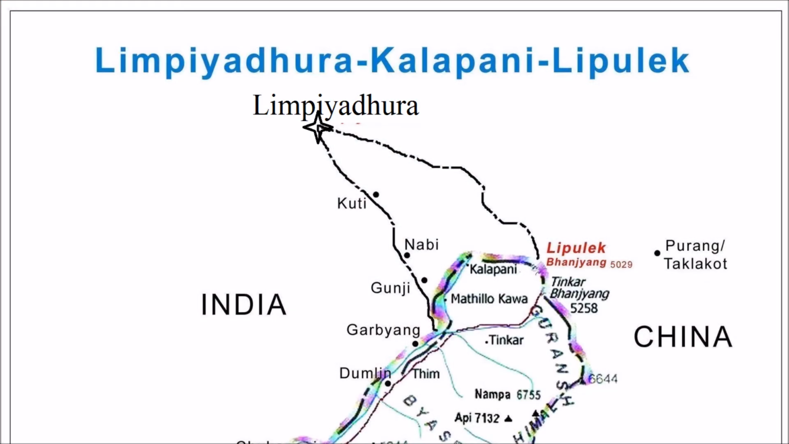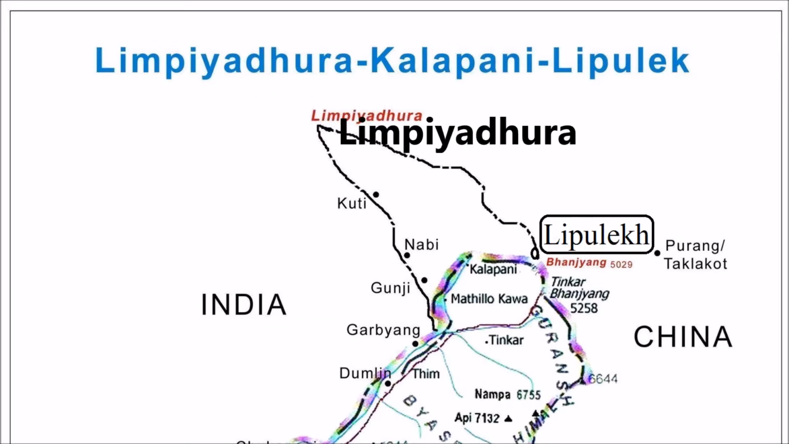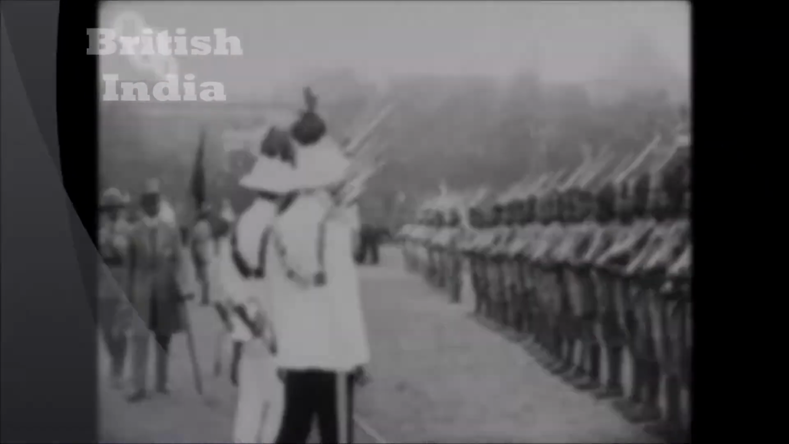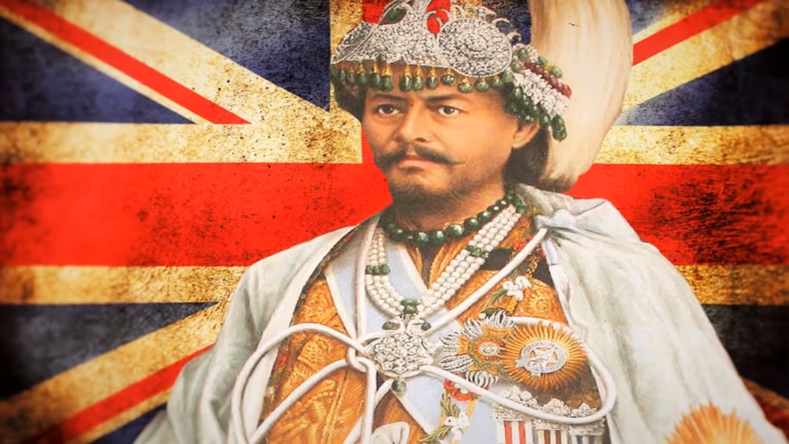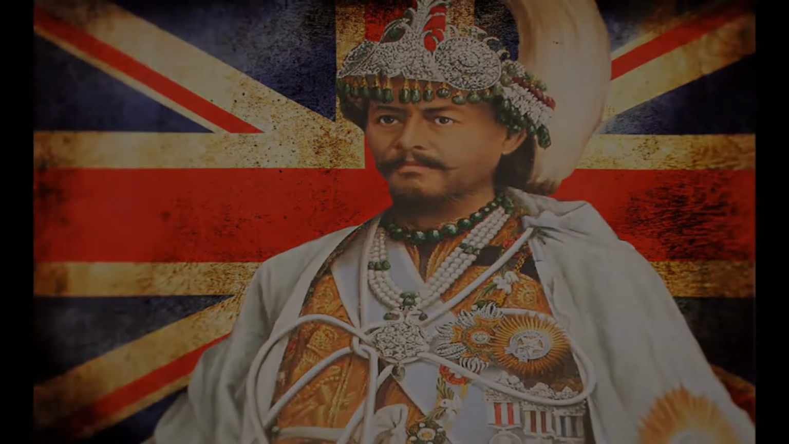They manipulated the map of that region, showing Kalapani as the origin of the Kali River instead of Limpiadhara. They did not take any permission from the government of Nepal. Well, Nepal should have objected at that time, but unfortunately it didn't, and this is why things got worse.